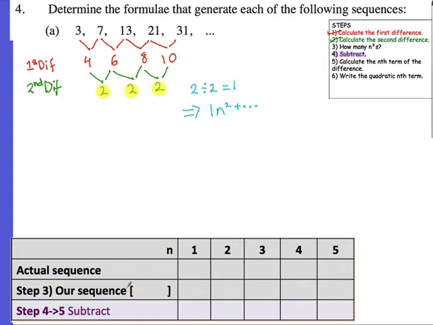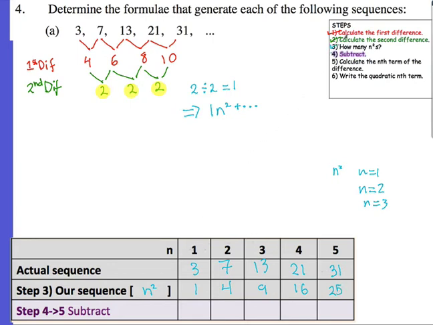So our sequence in our table, step 3, is, I'm just going to leave it as n squared because much better than writing 1n squared. Now it's time to fill out the rest of the table. Well, the actual sequence is 3, 7, 13, 21, and 31. Our sequence is n squared, so when n equals 1, it's 1 squared, which is 1. N equals 2, it's 2 squared, which equals 4. N equals 3, it's 3 squared, which is 9. This one would be 16 and 25.